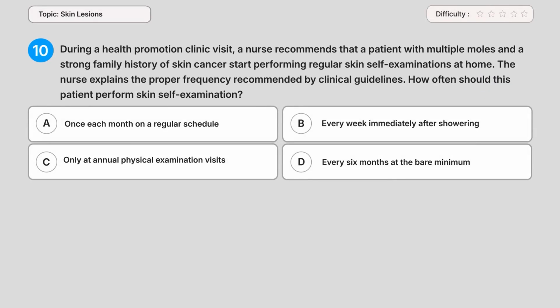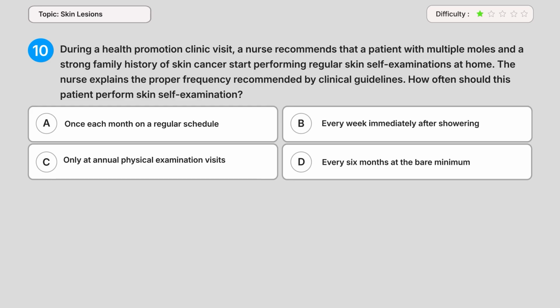10. During a health promotion clinic visit, a nurse recommends that a patient with multiple moles and a strong family history of skin cancer start performing regular skin self-examinations at home. The nurse explains the proper frequency recommended by clinical guidelines. How often should this patient perform skin self-examination?